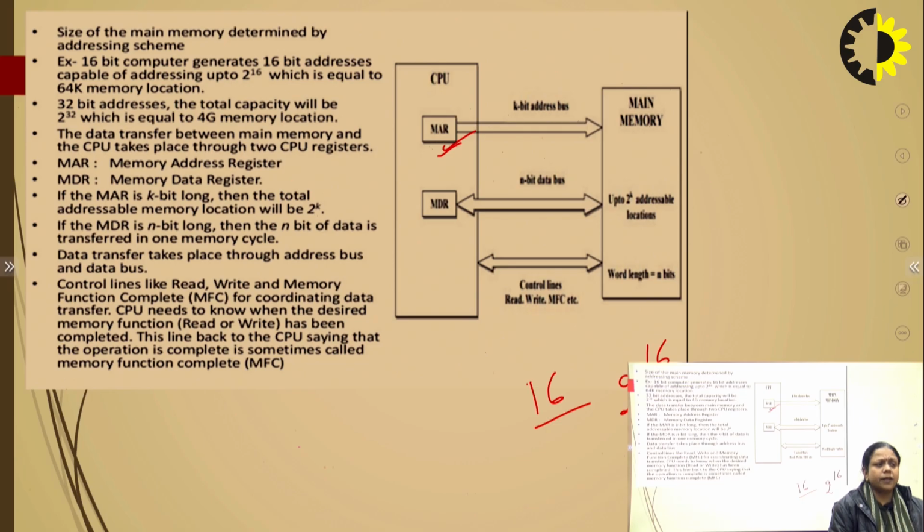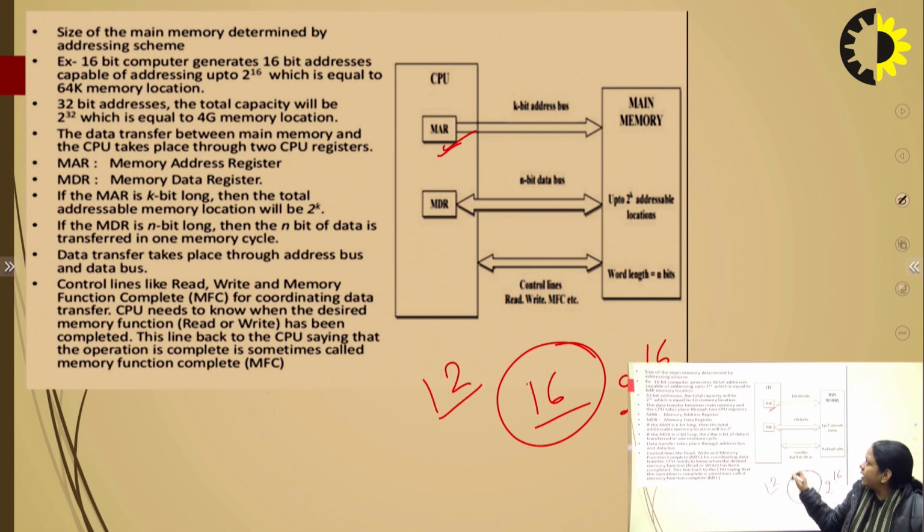For example, if the particular address is 16 bits, then this address will be stored in the MAR, and if each particular word is, for example, 12 bits, then the size of the MDR will be 12. So if the MAR is k bits long, then the total addressable memory locations will be 2 raised to the power k. If the MDR is n bits long, then n bits of data are transferred in one memory cycle.